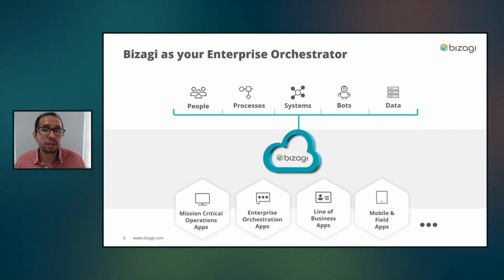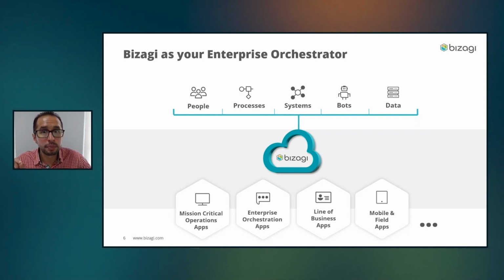Because data is structured and organized in different systems, and we need to learn how to control it and how to manage it. So as in this picture, one of the things that we're seeing is that Bizagi must be handled, understood, and identified as an enterprise orchestrator.